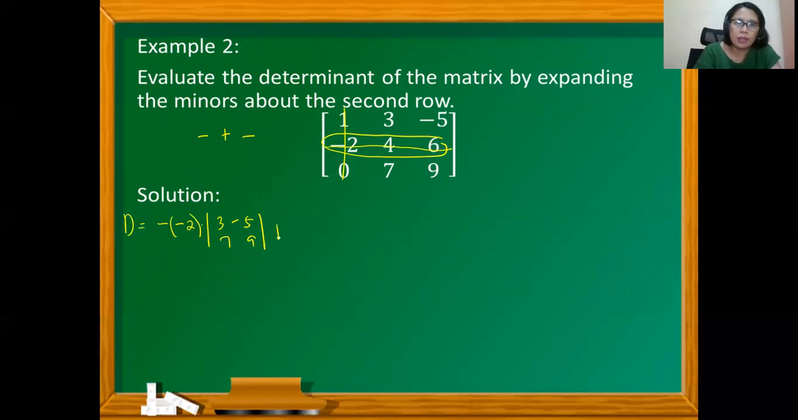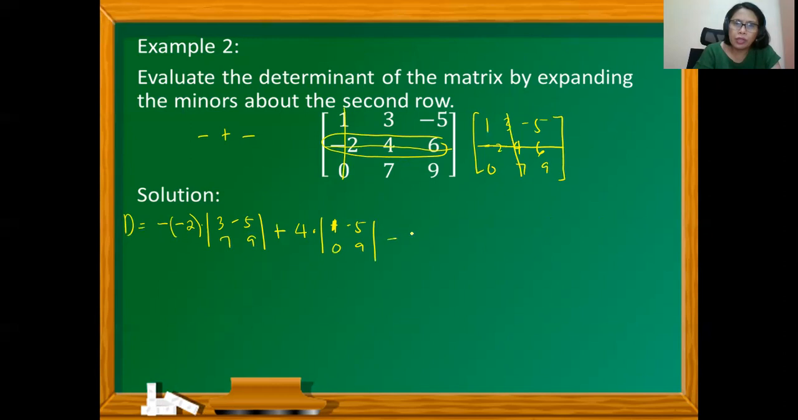And then plus, the second element is 4 times its minor. So we have 1, 3, negative 5, negative 2, 4, 6, 0, 7, and 9. And then we're going to remove the second row and the second column where 4 is located. So there remains 4 elements, 1, negative 5, 0, and 9. And then minus the last element, 6, times its minor.